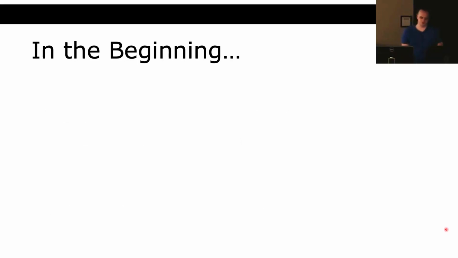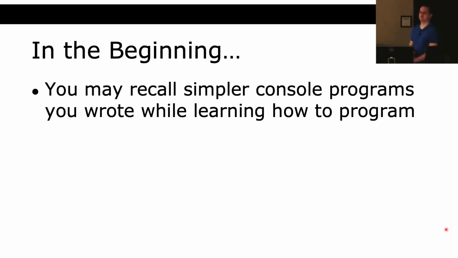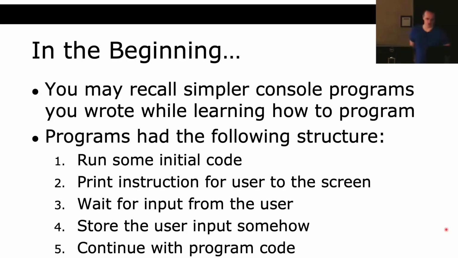So in the beginning, when you started programming, maybe even before this course, maybe all the programming you've done so far, before you were looking at user interfaces or games, you're going to be writing console programs, right? So that's usually your first program that you learn how to write. So the structure of those programs typically have the following main architecture. They're very, very simple, but they follow the structure, which is, okay, I'm going to run some initial code. Maybe that's like setting up some variables. And then maybe I also print some instructions to the screen.